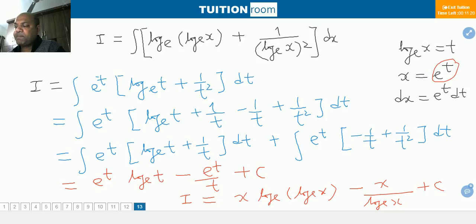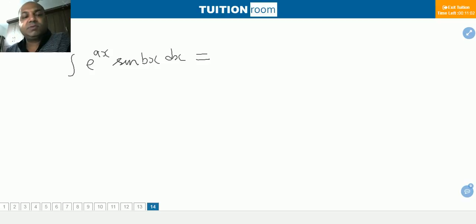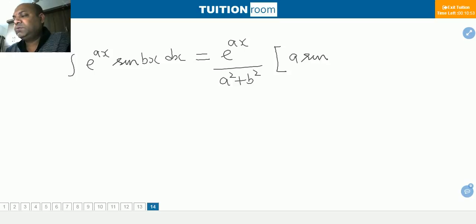will be equal to e raised to power ax by a square plus b square, bracket, a cos bx plus b sin bx. These two formulas are very important and they can be derived using integration by parts. But the derivation will take time. What I have told you, like the integration of sec cubed x, is also derived by repeating the process. But in many JEE problems, this formula is used directly.